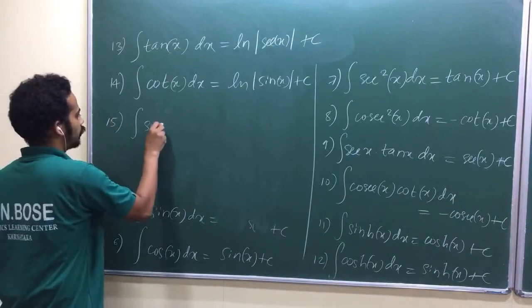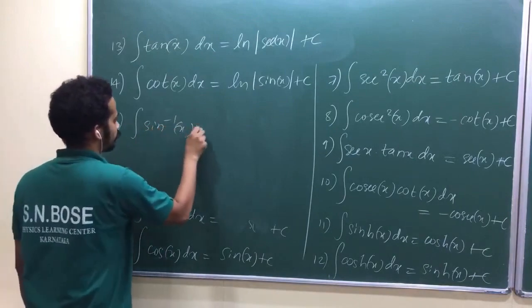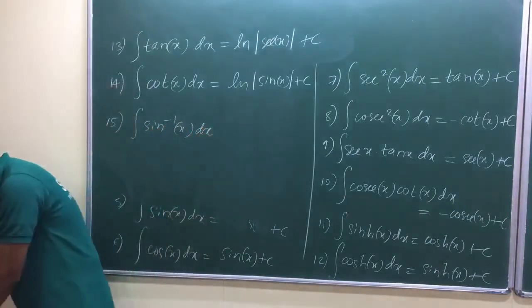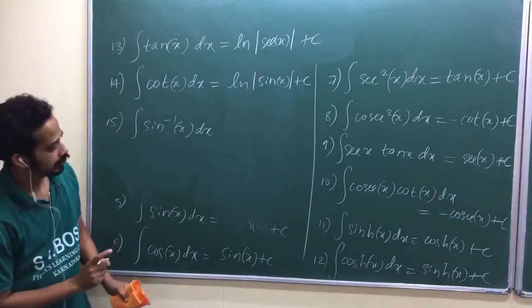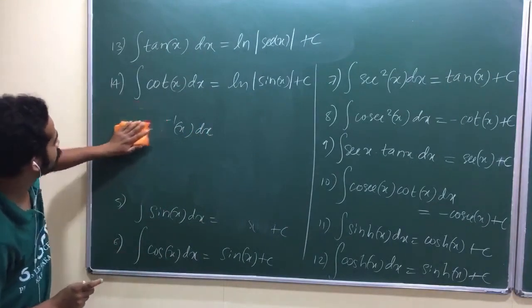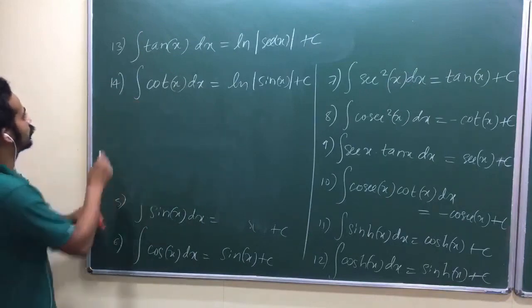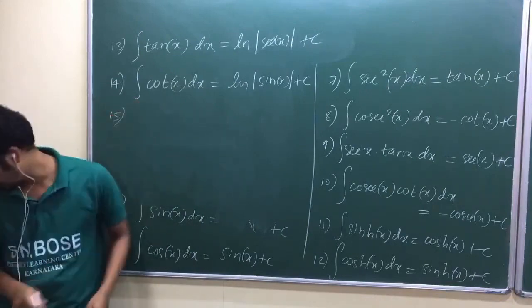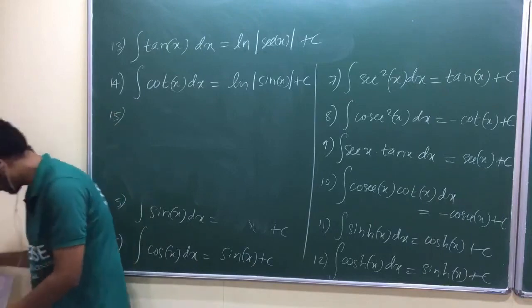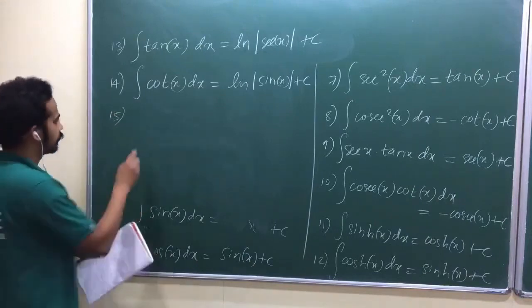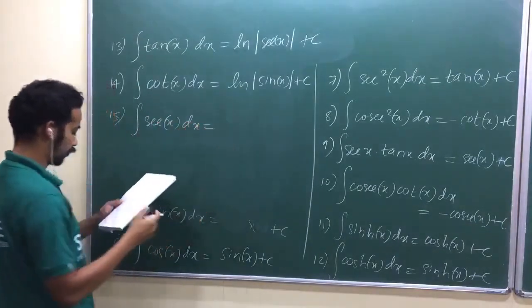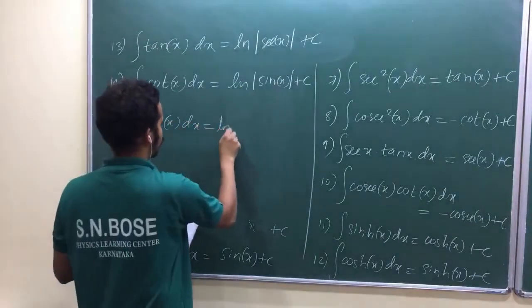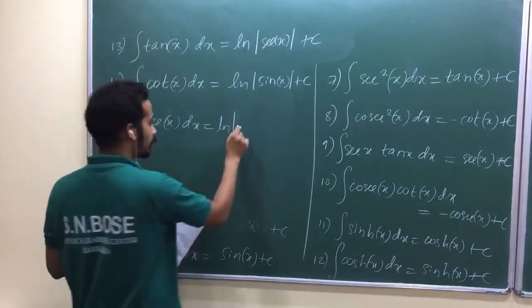Integral of sin inverse x dx. Wait a second. Tan x, cot x is over 15. You better take these things. Secant x, that's equal to log of mod of secant x plus tan x.